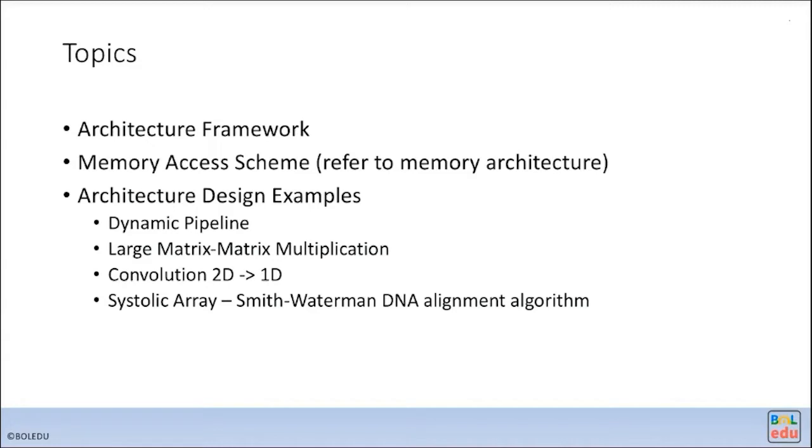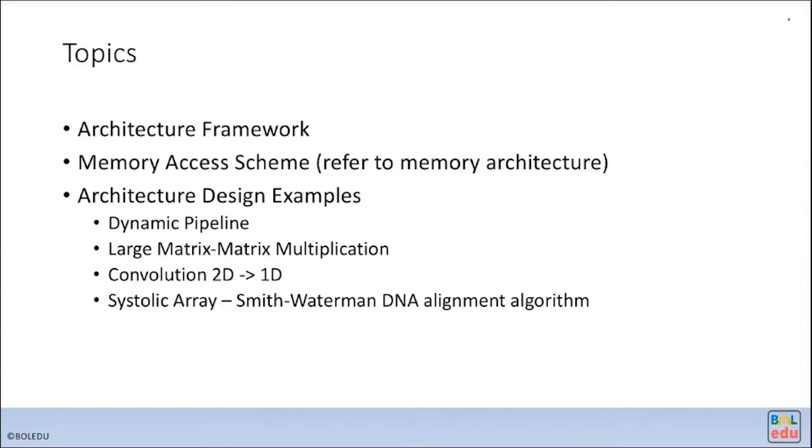And memory I/O access is always very critical in high performance systems. And then next, I will introduce a few architectural design examples. For the first one, I'd like to talk about dynamic pipeline. Currently, the HLS compiler is based on the static pipeline, and it's very conservative. But a lot of problems are not really a static pipeline.